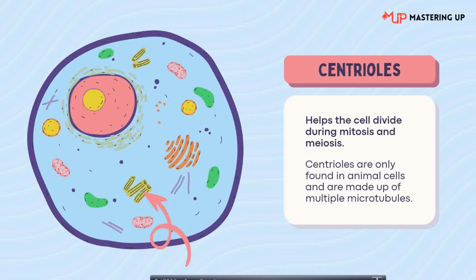Okay, so the centriole helps the cell during mitosis and meiosis. Centrioles are only found in animals and are made up of multiple microtubules. Multiple microtubules together form the centrioles.